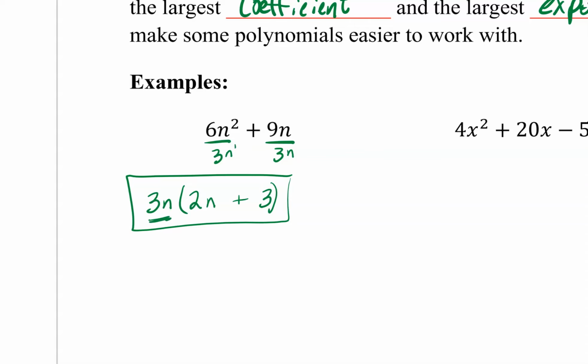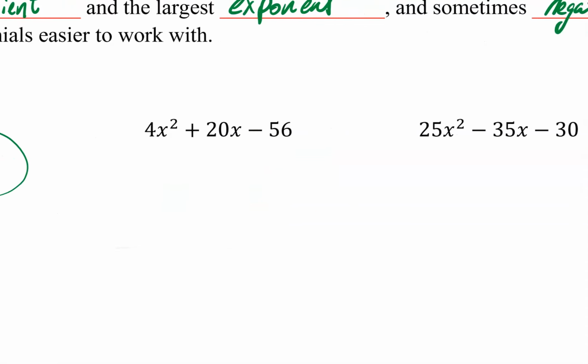We have our GCF that multiplies by the remaining polynomial, and if we were to distribute these back together, it would return back to this format. So this is a good answer in the box. Let's try another.